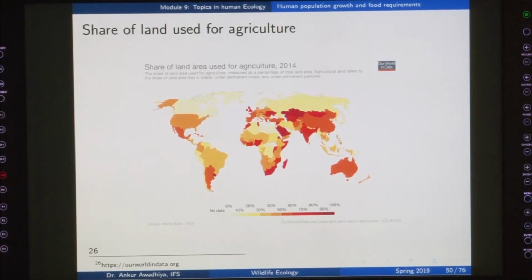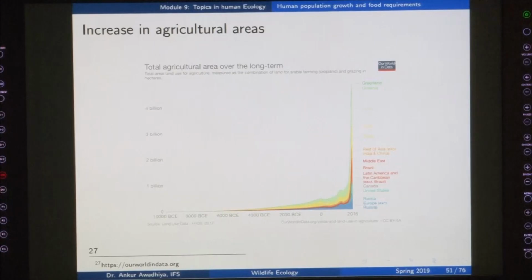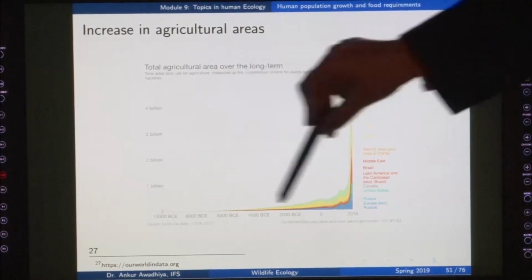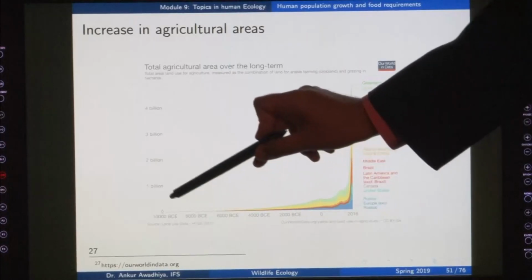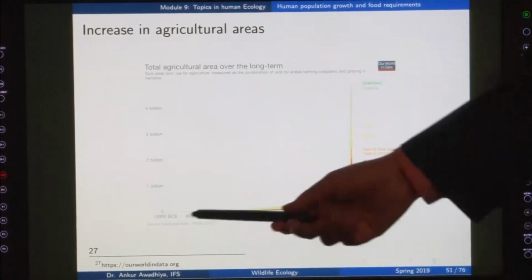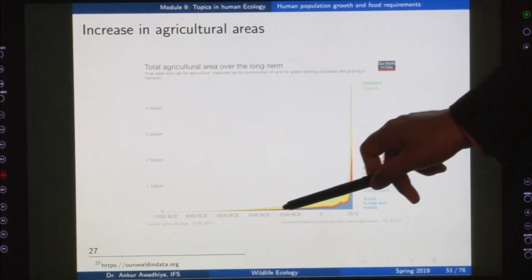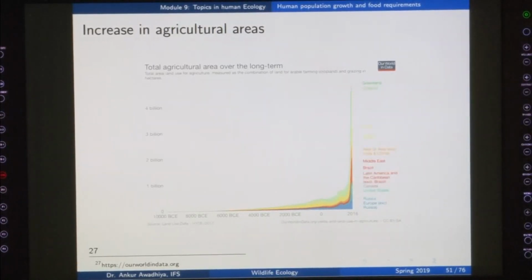So, if you look at the rise or the increase in the agricultural areas, here we can see that on the x axis we have the area that was there under agriculture, and agriculture started around 10,000 BC, and we can see that the amount of area under agriculture has been increasing exponentially. So, we have been diverting a number of habitats, we have been diverting a number of other land uses, and we are putting more and more land under agriculture.